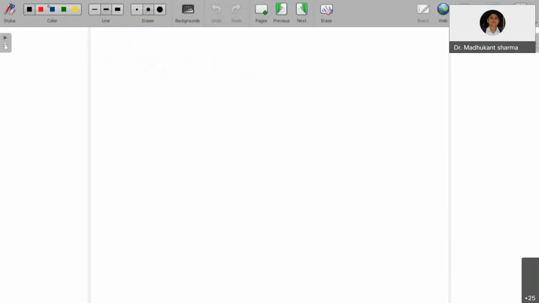Now case 3, let's take k less than 0, which means k is equal to some minus a square.